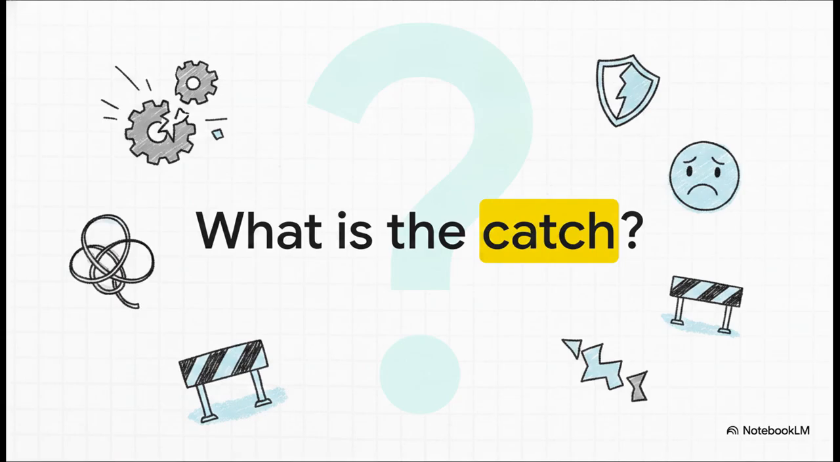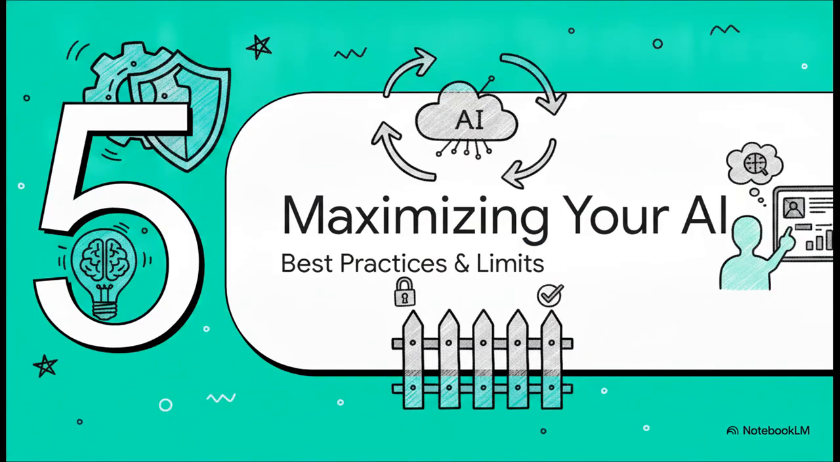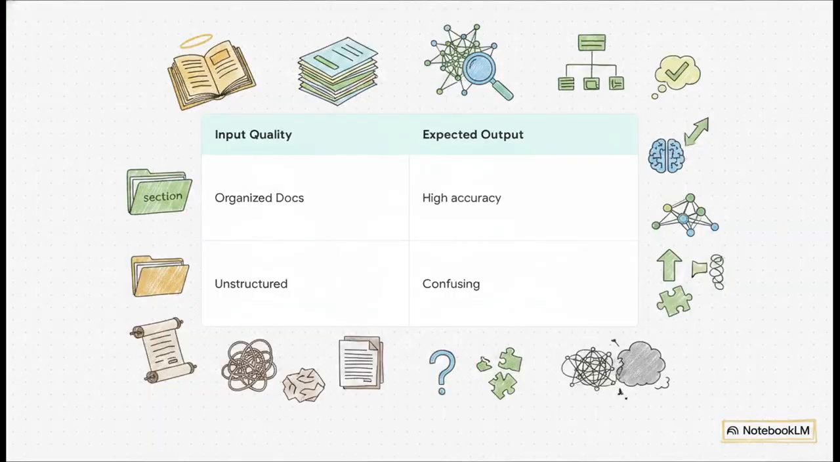Now, with all this mind-blowing advanced power, we kind of have to step back and ask the obvious practical question: what is the catch? What are the specific limitations we need to watch out for to avoid any frustration down the line? Which brings us to our final section, maximizing your AI assistant, covering all those crucial best practices and limits. So the golden rule of this walled garden is super simple. Garbage in, garbage out. Quality output strictly demands quality input.